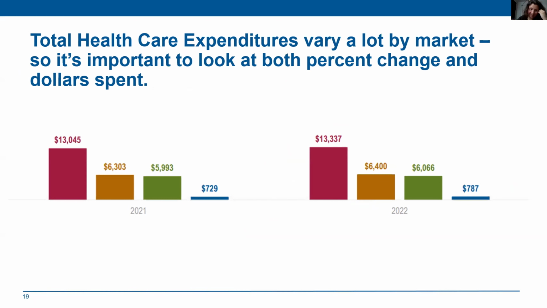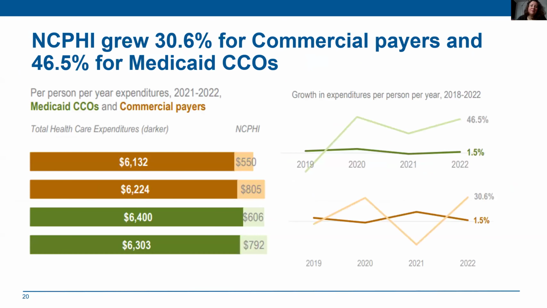Okay, next slide. So coming back to that net cost of private health insurance, that admin spending. NCPHI grew about 31% for commercial payers and about 46.5% for the Medicaid coordinated care organizations. So this is a payer measure. So we're only looking at the CCOs and the Medicare Advantage plans on the next slide when we get there. So slight subset of the market here.